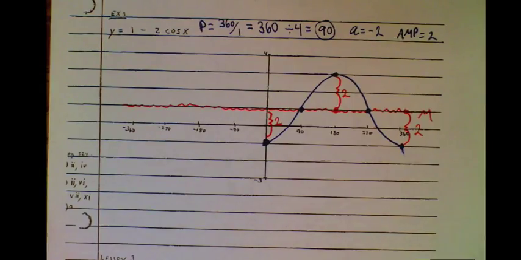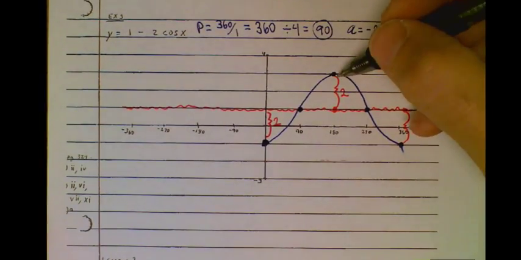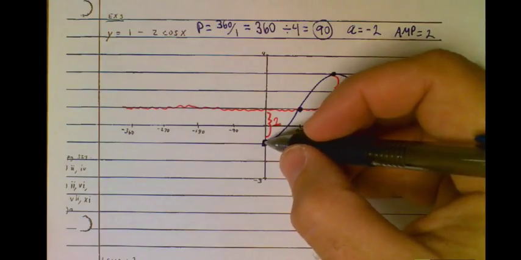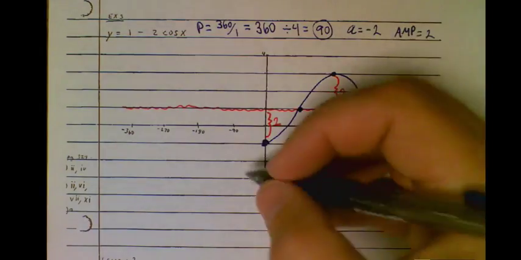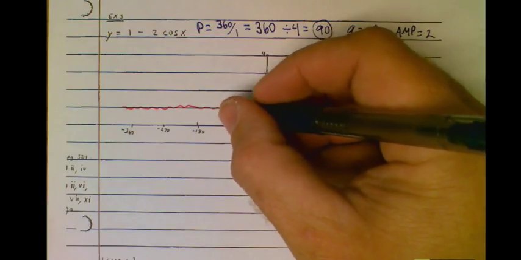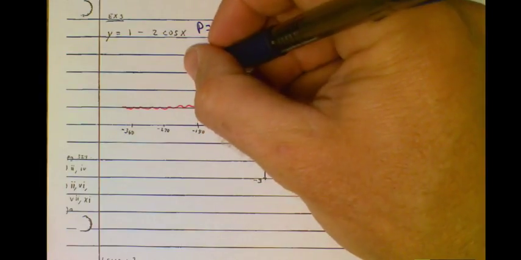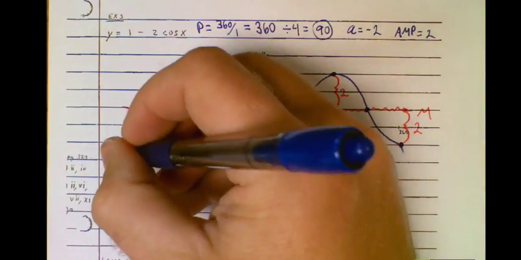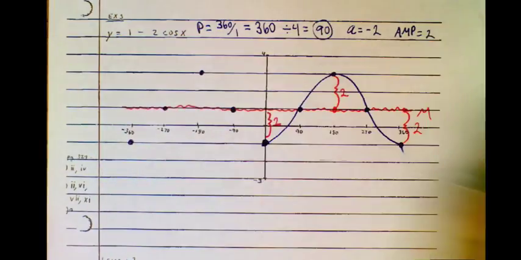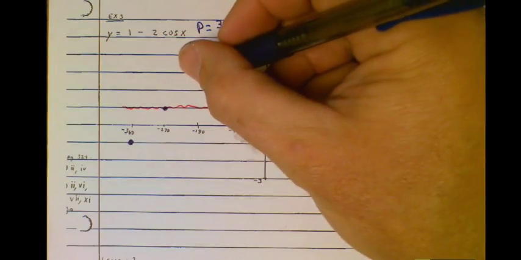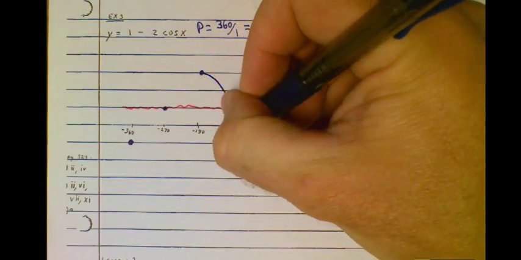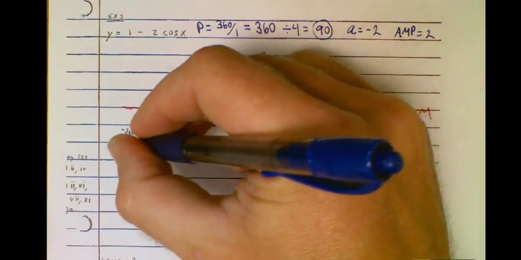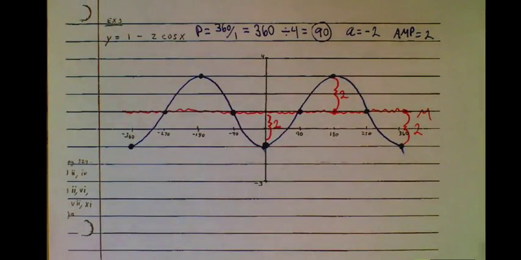If you wanted to continue the trend on into the negative, just continue the pattern. So we were with the amplitude. At the next 90 degrees, I'm back onto the midline, amplitude, midline, amplitude. So there's our cosine function.